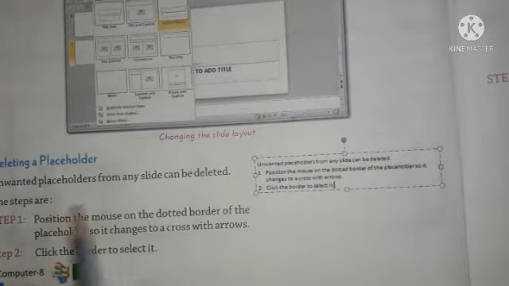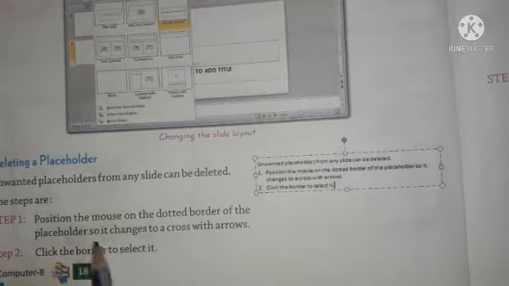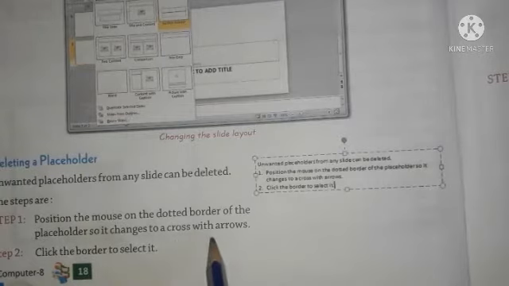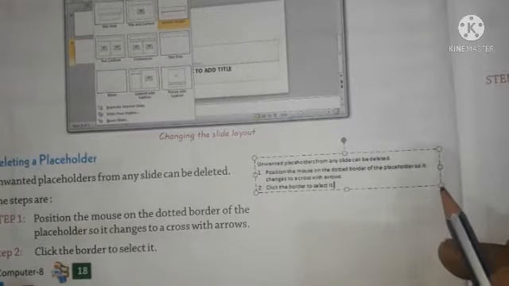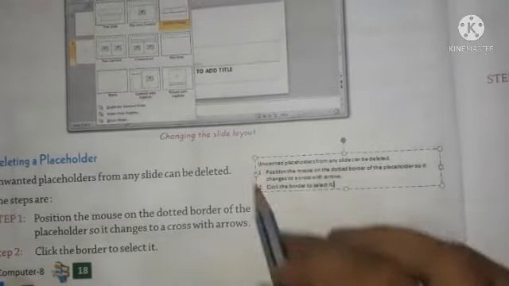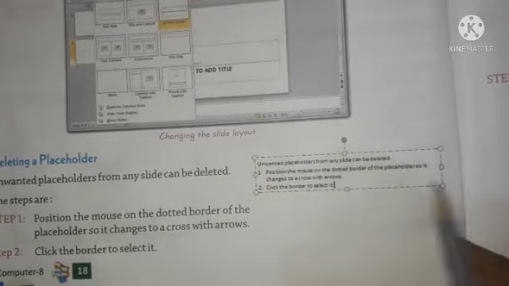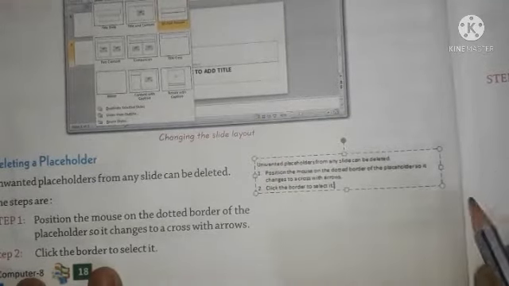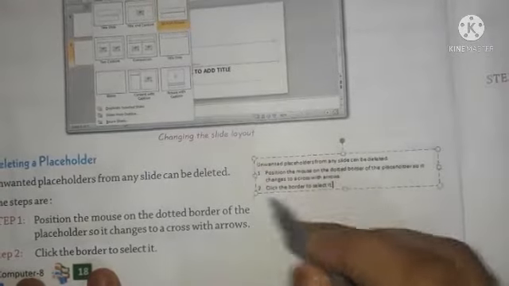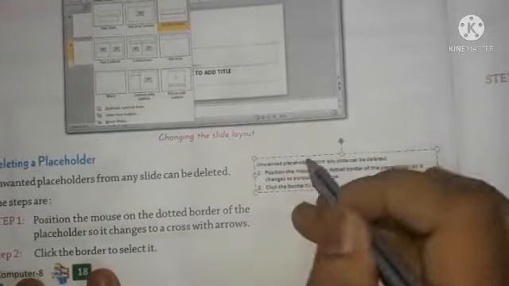Okay. Now the steps to deleting a placeholder are: first, position the mouse on the dotted border of the placeholder so it changes to a cross window with arrows. Okay. You have to put the mouse pointer on any place of the corner or on the line of this placeholder. After that, click the border to select it. Click anywhere on the border to select this placeholder.